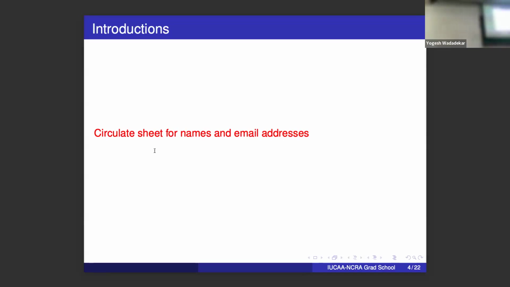So 3 of them are NCRA, 2 of you are IUCAA. Good. I'm Shubham. I'm from Uttarakhand. And I took my degree from IIT. I got into IUCAA. And INAT. Okay.